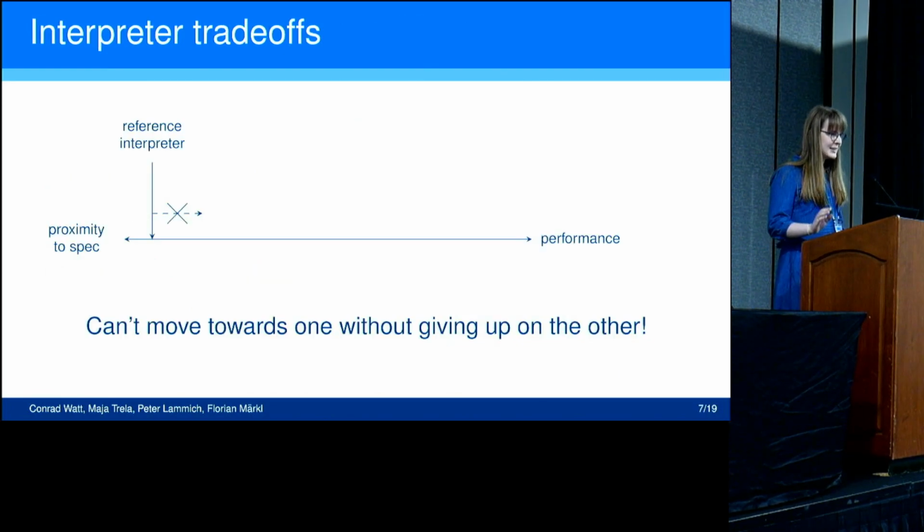They actually tried to fix it, but their pull request was rejected. Why? Because there is an inherent trade-off between proximity to spec and performance. Their pull request tried to make the interpreter faster, but at the same time, it made it less apparent that it complies with the spec. And so you can't satisfy both of those goals in the same implementation, in the same source code.